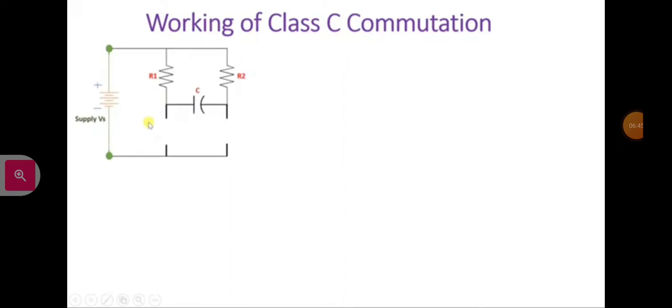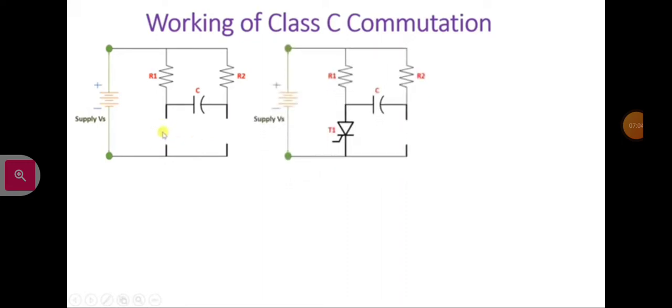So initially I'll consider both of these thyristors are off. As both of these thyristors are off, voltage across the capacitor will be 0, right? So this is how you can observe both of these thyristors are off initially, and after that I'll turn on thyristor T1. Here, by giving a gate pulse to thyristor T1, we have turned on thyristor T1.